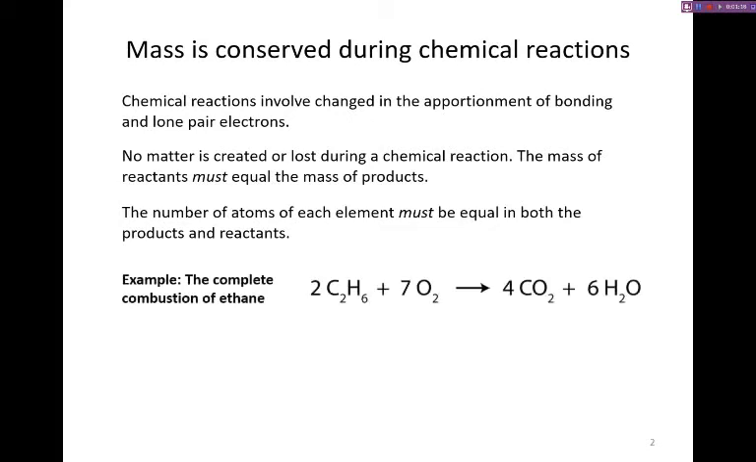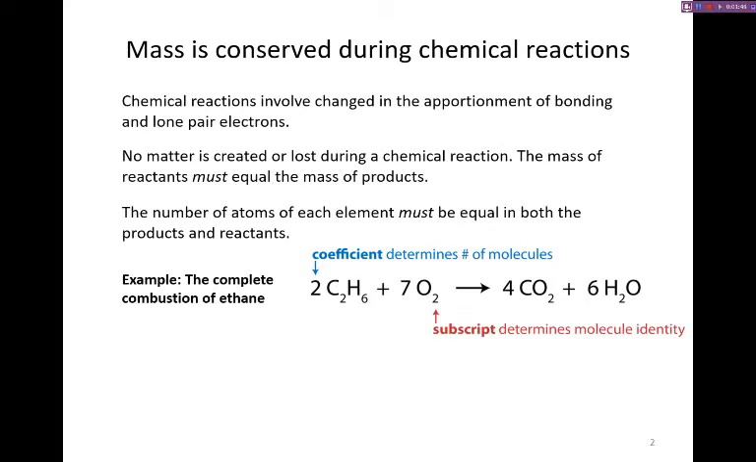So, for example, if we look at the complete combustion of ethane, we're changing forms. It's going from the form of ethane and oxygen to carbon dioxide and water. However, there's still the same number of each element. So the coefficient determines the number of molecules, and the subscript helps us to determine the molecular identity.